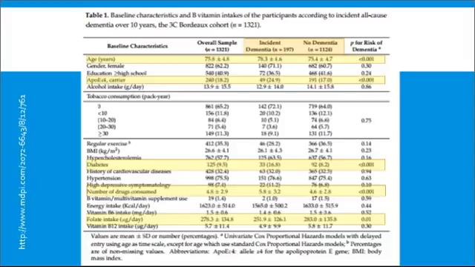And in this table, they actually did look at p-values for the risk of dementia, meaning they compared the difference in the variable or the exposure factor between the incident dementia group and the no dementia group. And if the p is less than 0.05, then it was statistically significantly different between the two different groups.